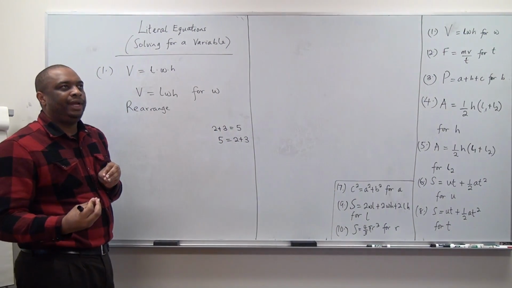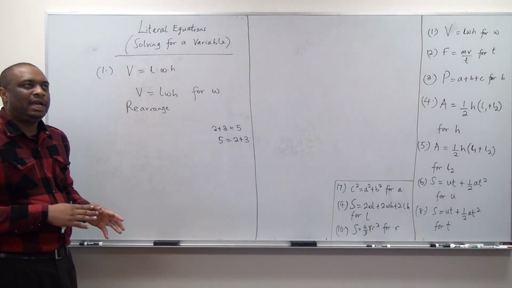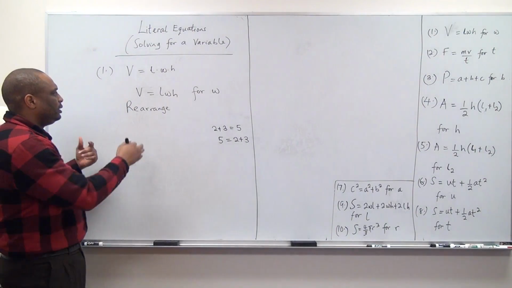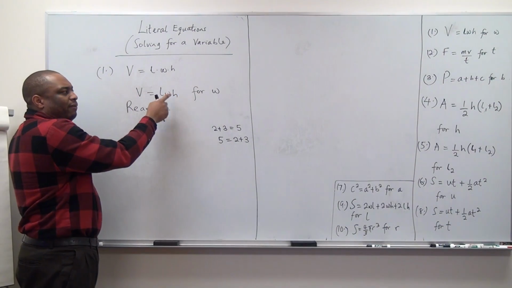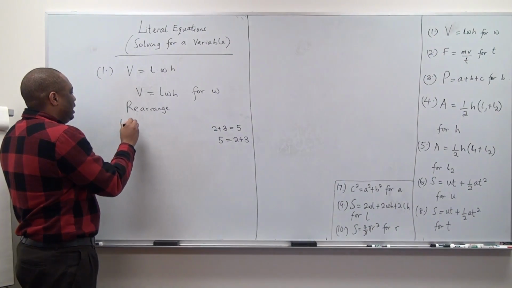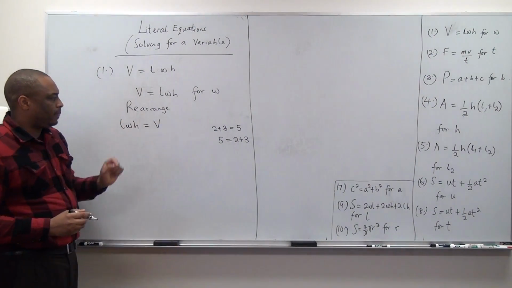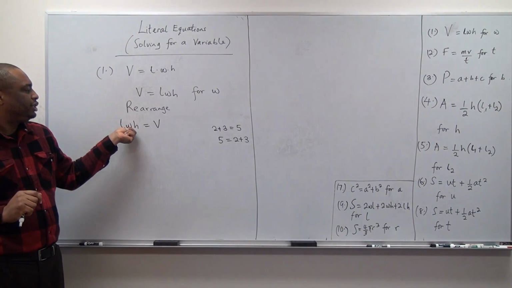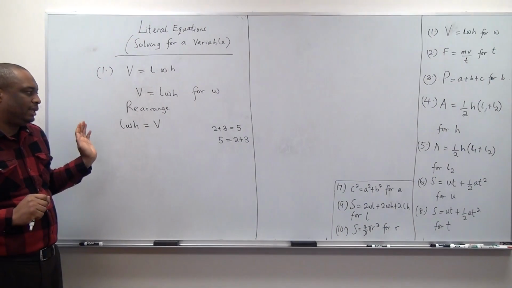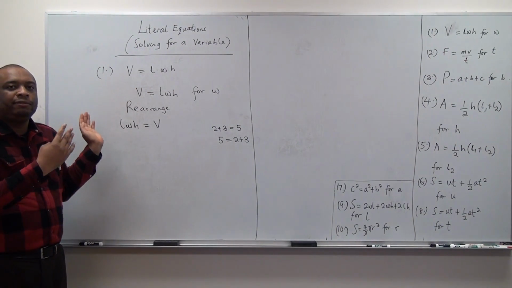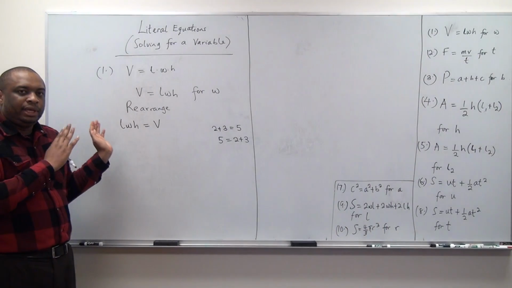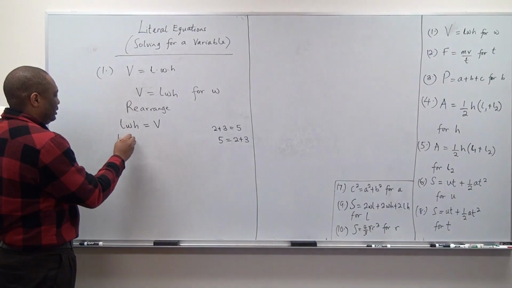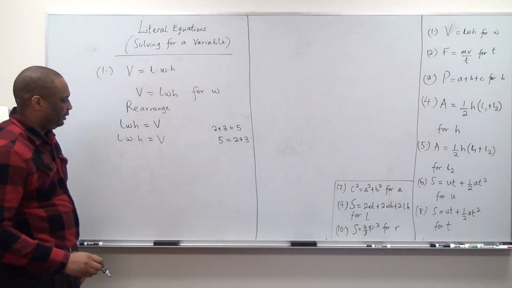So when we rearrange, we want to make our left hand to be our right hand and our right hand to be our left hand. So left hand side to the right hand side and right hand side to the left hand side. This is now LWH is equal to V. We did this because we want to make sure that the width is on our left hand, like I said. The variable you're solving for, it's always good to make it to be on the left hand side. Now you notice that this means length times width times height equal to volume V.